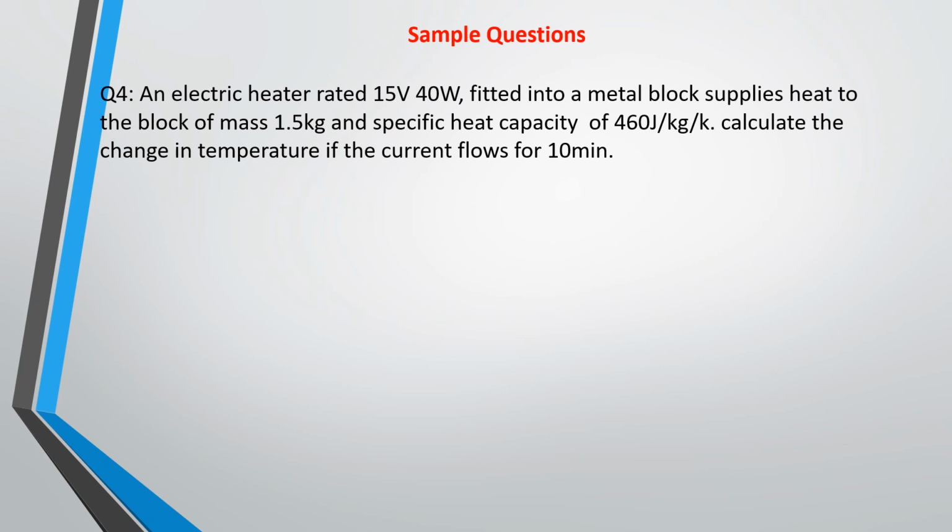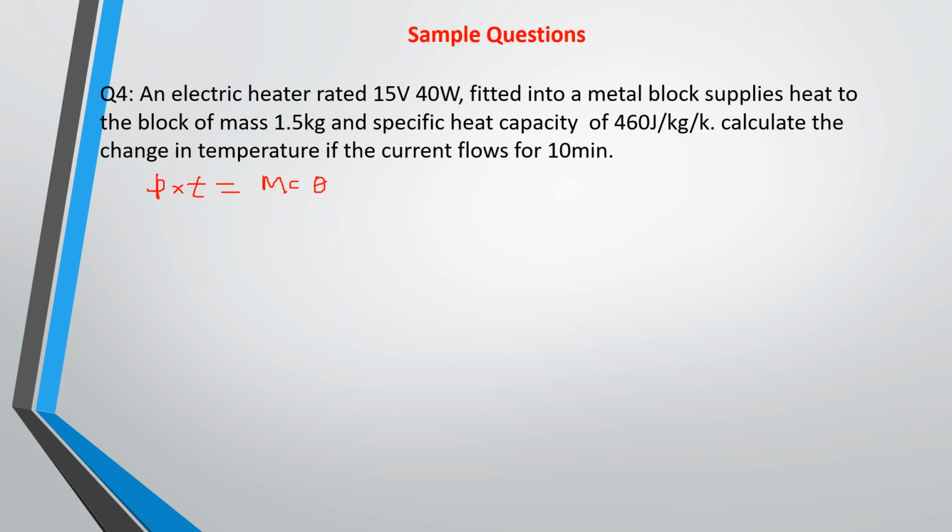Okay, so this is a sample question that I want you to look at. It says an electric heater rated 15 volts, 40 watts, fitted into a metal block, supplies heat to the block of mass 1.5 kg and specific heat capacity 460 joule per kg per Kelvin. Calculate the change in temperature if the current flows for 10 minutes. So as we discussed earlier, power times time is equal to mc theta.